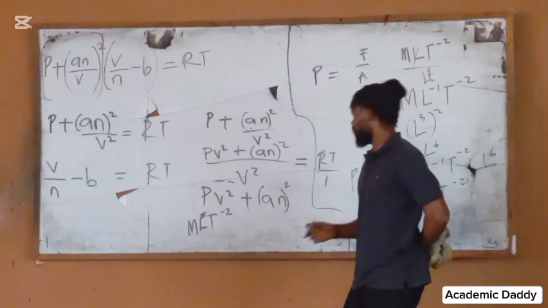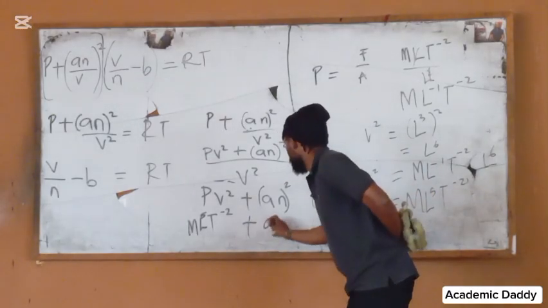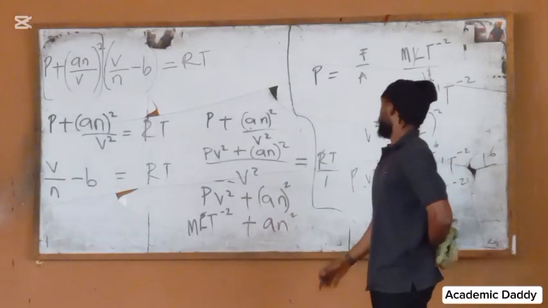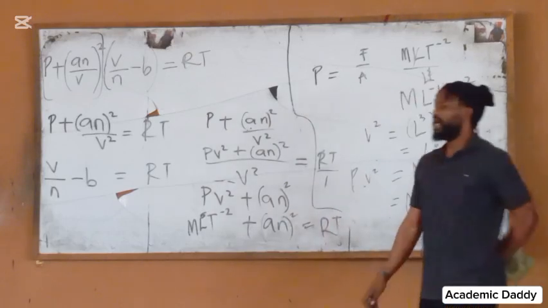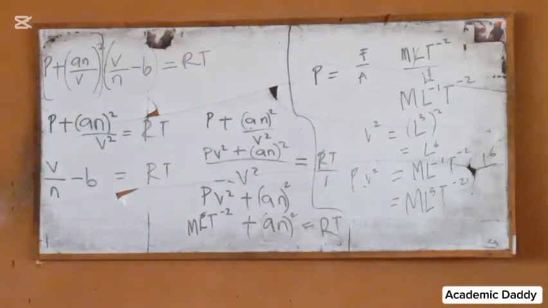I removed the square because I was explaining something. Then plus an square. An all square equals RT. So what I'm saying here is that the minute I get to this point where I've gotten PV square, everything for an square here is simply the same thing as MLT raised to power minus 2.